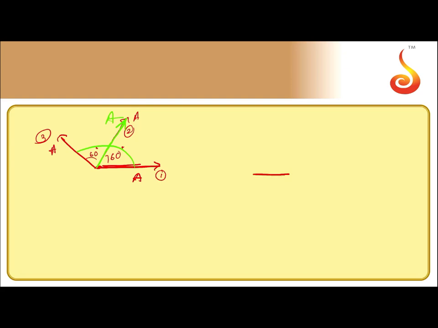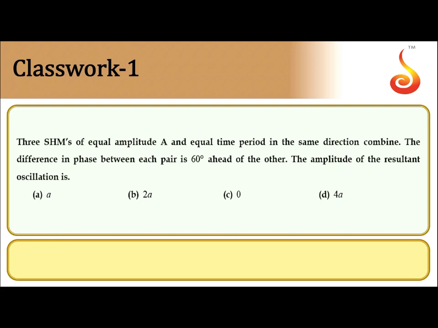So what do we have now? We have an SHM of amplitude A, which 1 and 3 have given rise to, and one more already exists whose amplitude is A. If you put them together, the resultant amplitude becomes 2A. So the amplitude of the resultant SHM is 2A. B is our correct choice.